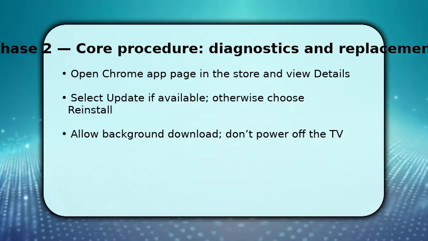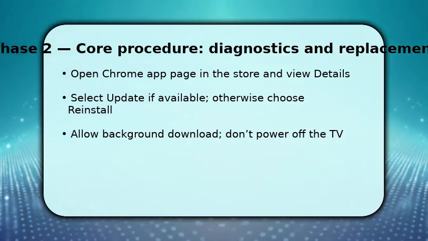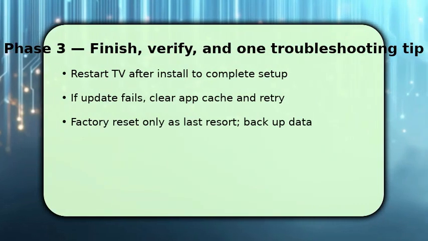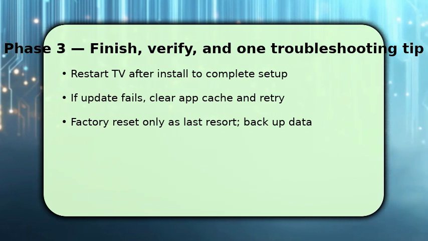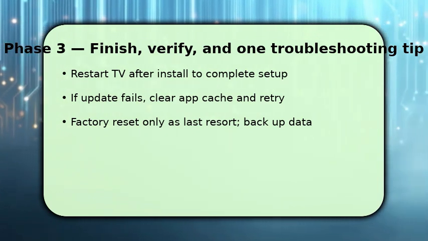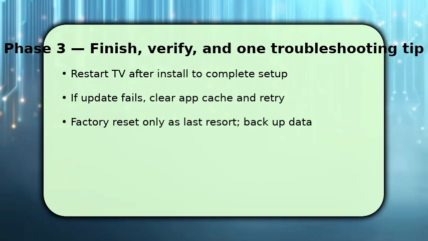To finish, restart the TV after the installation. This ensures new files load and extensions initialize. If Chrome still shows the old version or crashes, clear the app cache and data from settings, then reinstall.